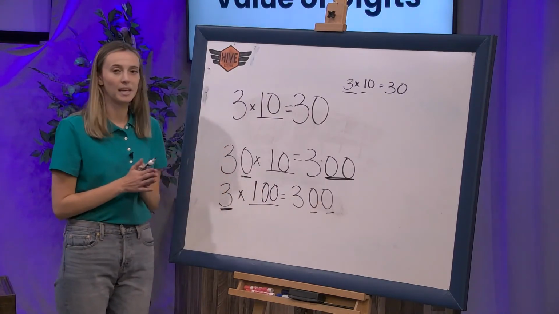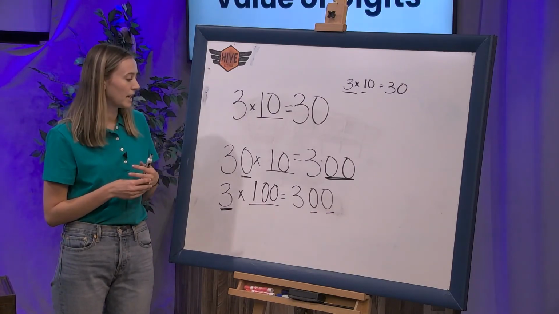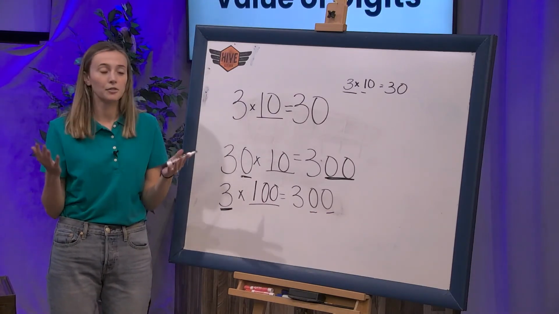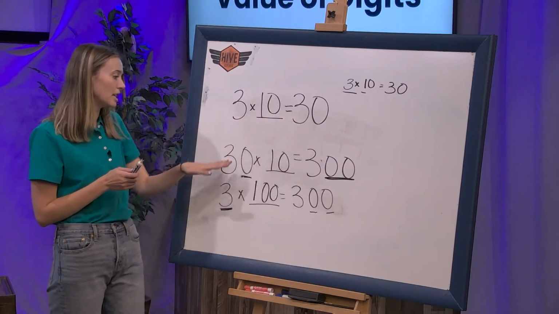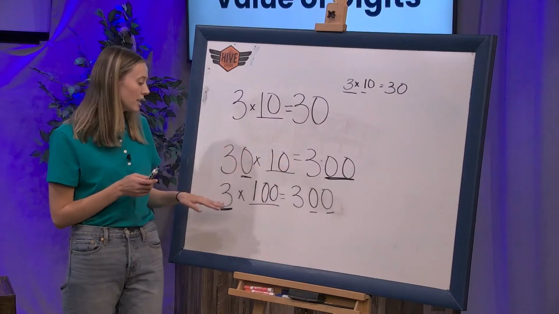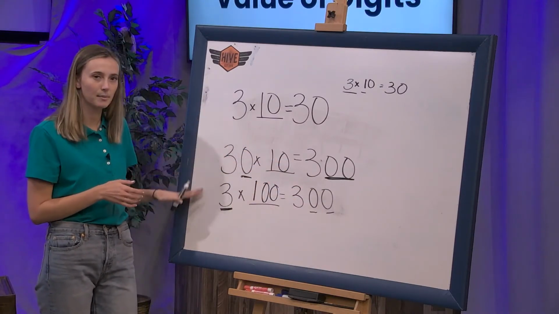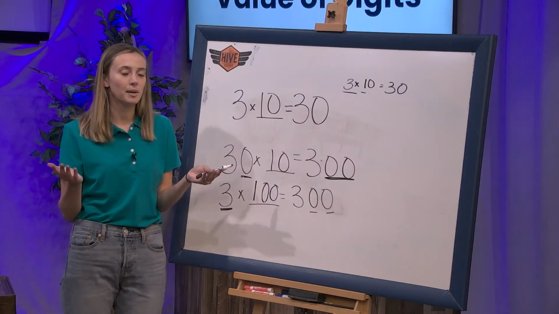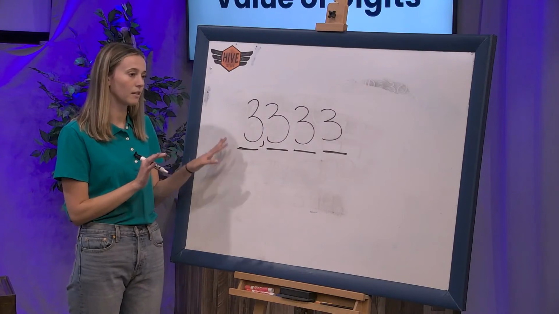Now I want to show you something. If you can see here, there's kind of a pattern. We have 3 times 10 equals 30, 30 times 10 equals 300, 3 times 100 equals 300. Can you kind of start to see the pattern? I want to show you something that goes a little more into it. Okay, I have a number here. They're all 3s.